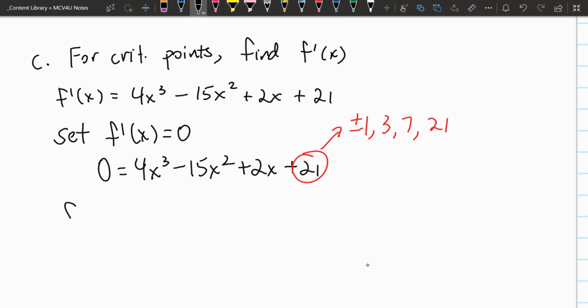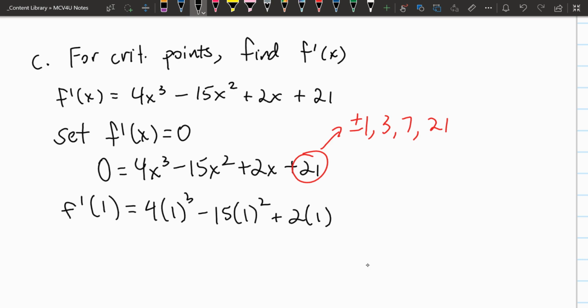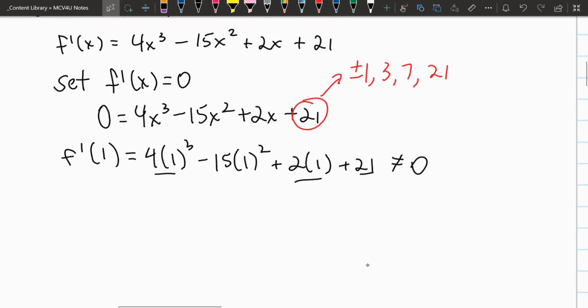Factor theorem, f prime. We're not saying f now, we're saying f prime of 1. Okay, we're going to test that. So 4 times 1 cubed minus 15 times 1 squared plus 2 times 1 plus 21. So positive, bigger positive minus only a 15 times 1. Yeah, that's not going to be 0. Okay, not 0. Let's try negative 1.